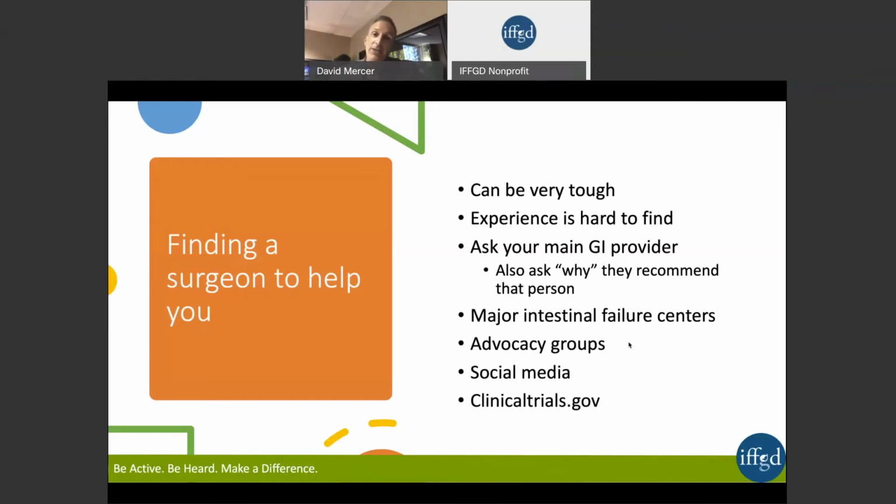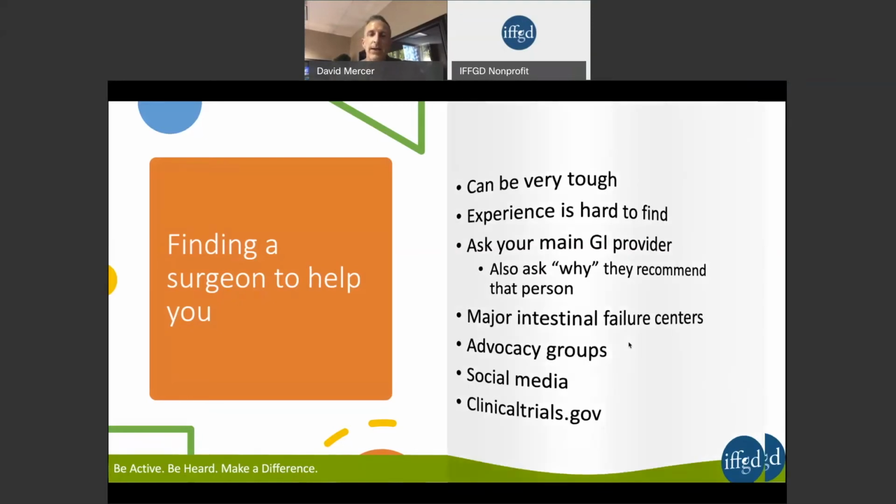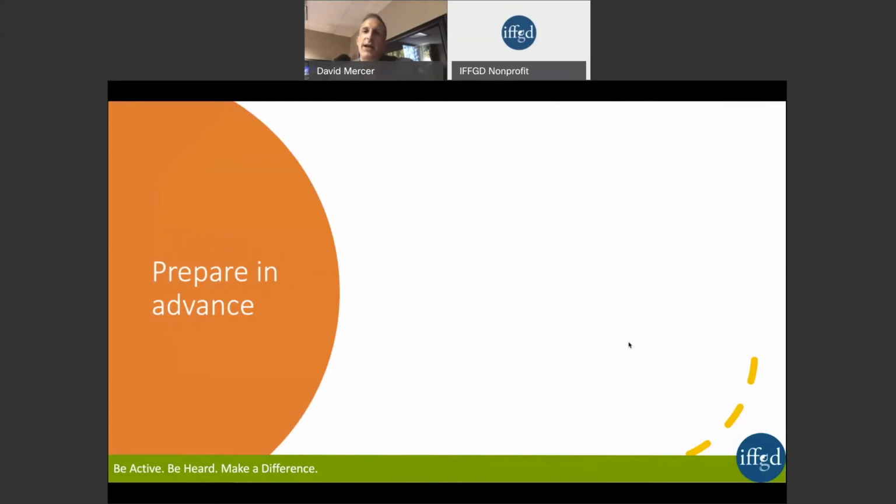And the odds are if somebody's participating in a clinical trial, they probably have established expertise in that area. So again, these can all be ways to help you find somebody who can help you. Okay, how do you make the most of these interactions? So maybe you found someone, you can make the travel, you've got an appointment set up.